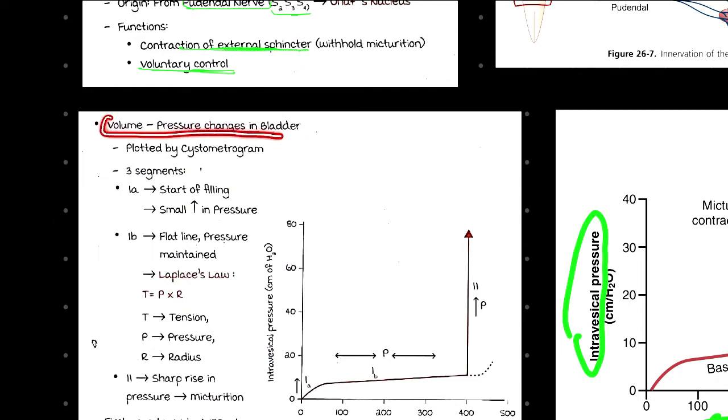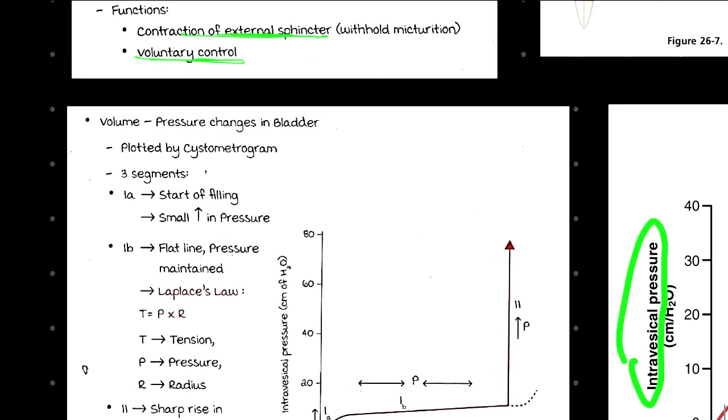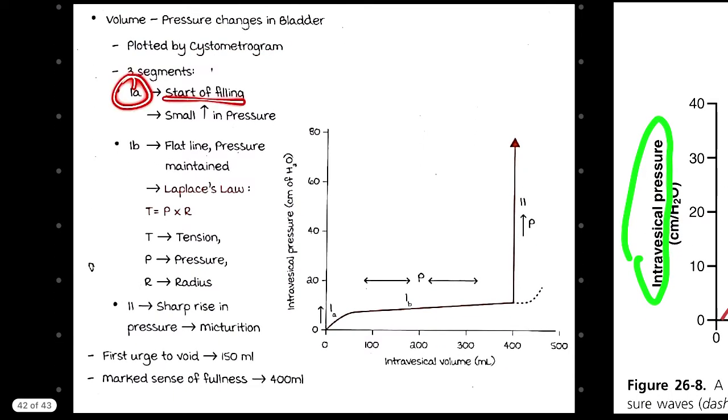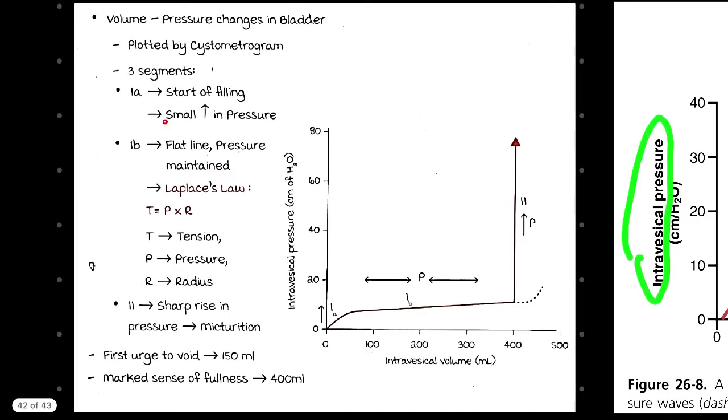It is the volume-pressure change in the urinary bladder, and it is plotted by a cystometrogram. There are three segments. The first one is the start of filling, the initial segment, where there will be a small increase in pressure with about 100 ml of rise in volume of urine.